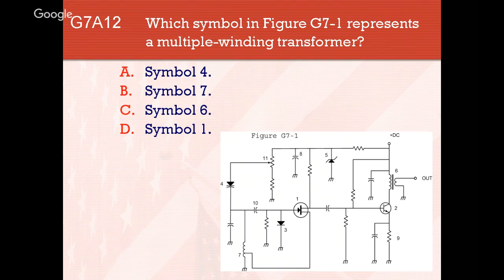Which of the symbols represents a multiple winding transformer? Pretty easy stuff. We just really finished up doing that. Symbol number 6, or your answer is C.